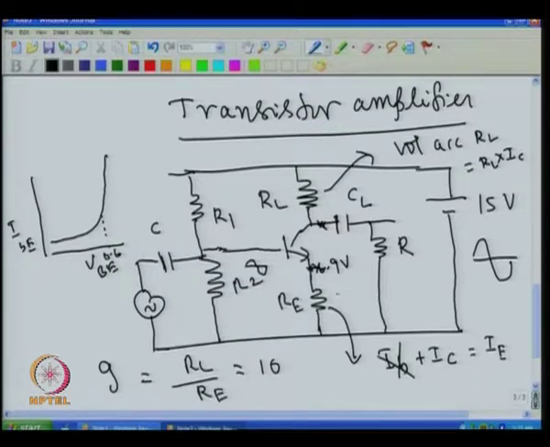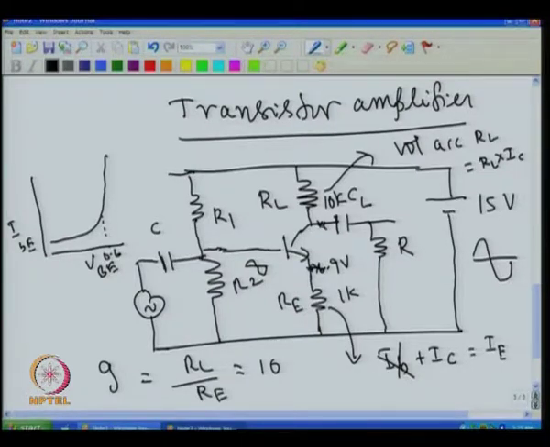Now, for example, I can take this as 1K and I can take this as 10K, then I can expect a gain of 10. Okay, you fix this one and then you have fixed this one. Now, we have to fix this R1 and R2. If it is 1K, and I want to keep this one at 7.5 volt, that is the midpoint of the power supply, because the power supply is 15 volt.